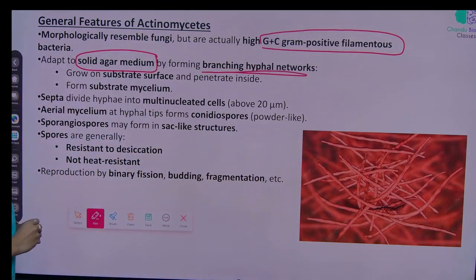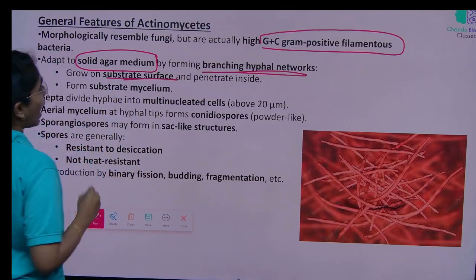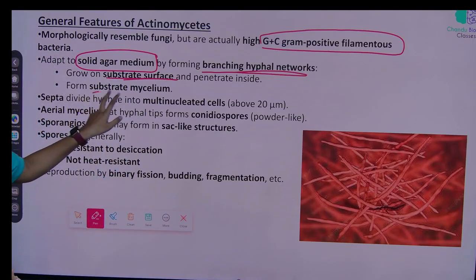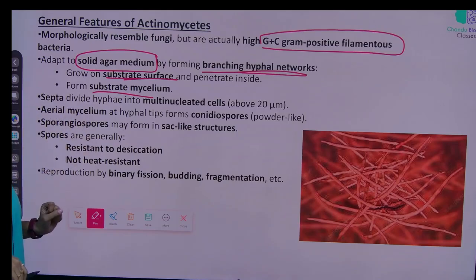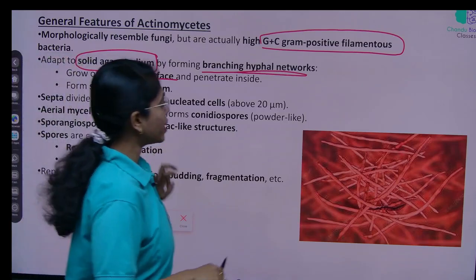They grow on the substrate surface and they penetrate inside. They form strong substrate mycelium as well. Septa will divide the hyphae into multinucleated cells.